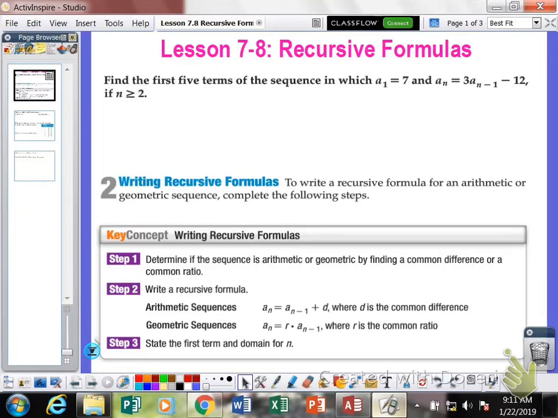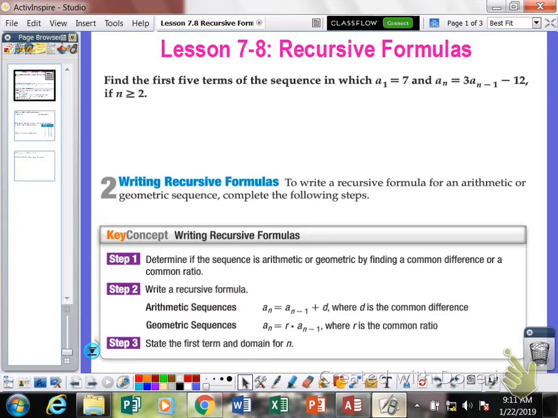Alright, so a continuation of what we did yesterday, what we used in the 7-7 lesson, we'll apply it a little bit in here. Find the first 5 terms of a sequence in which a sub 1 is equal to 7, and then we have this formula, a sub n equals 3 times a sub n minus 1, minus 12.